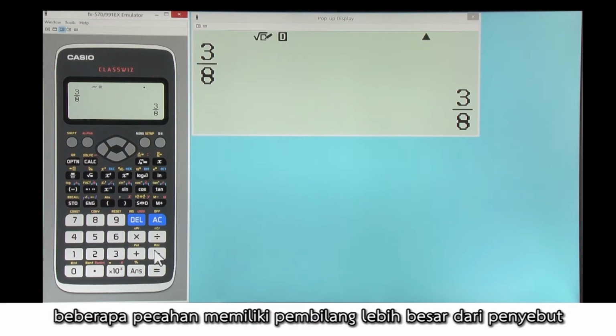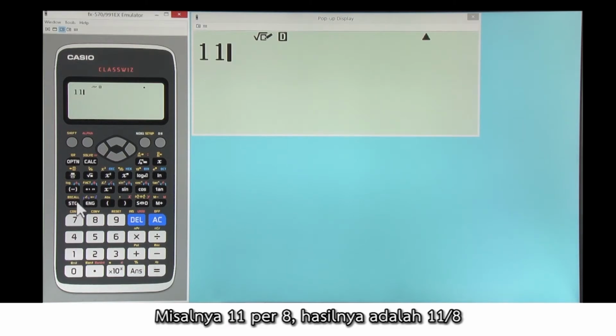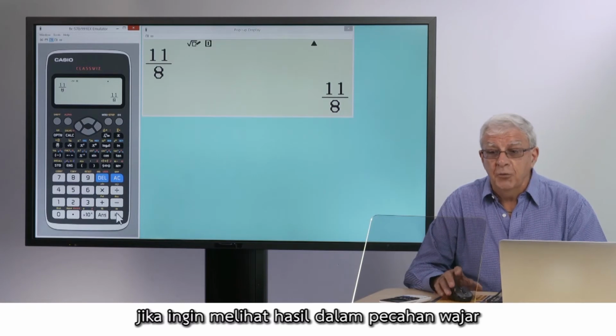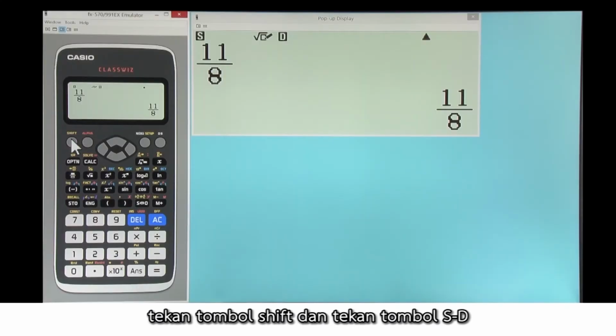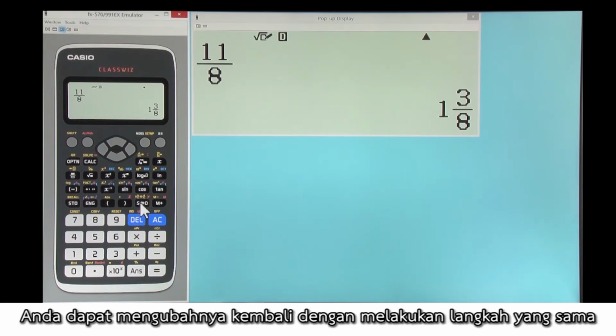Some fractions have a numerator larger than the denominator. We call these improper fractions. So in this case, 11 fraction 8 gives the result 11/8. If you would prefer to see the result using proper fractions, use the command above the S to D key. First tap the shift key and notice the S to D key now turns the number into 1 3/8. You can of course change it back again by doing the same thing.